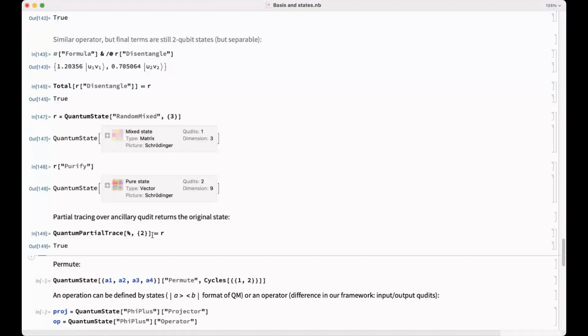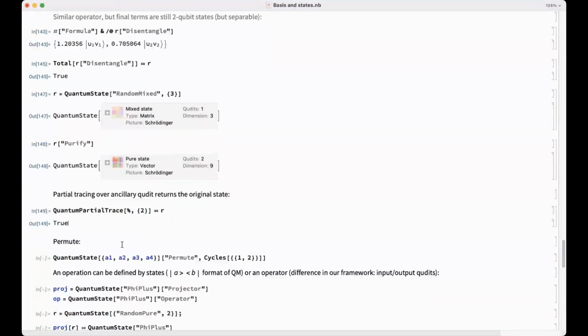Right? Purification means adding one additional system that you have to take a product with the original one, so that your output is a pure one. But if you trace out that system that you just added, you recover the original state back. This is the idea of the purification. Okay.